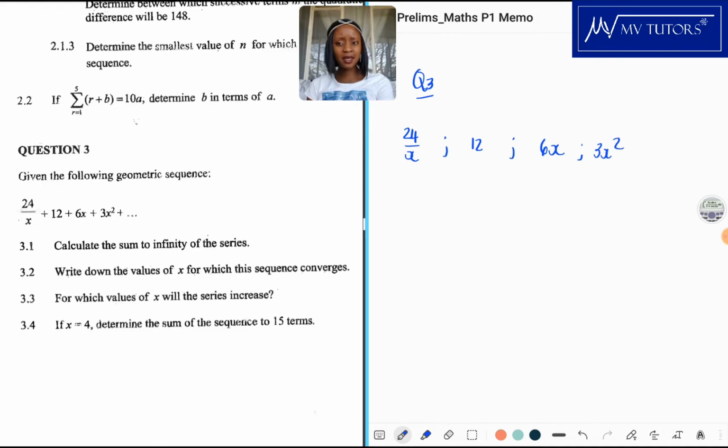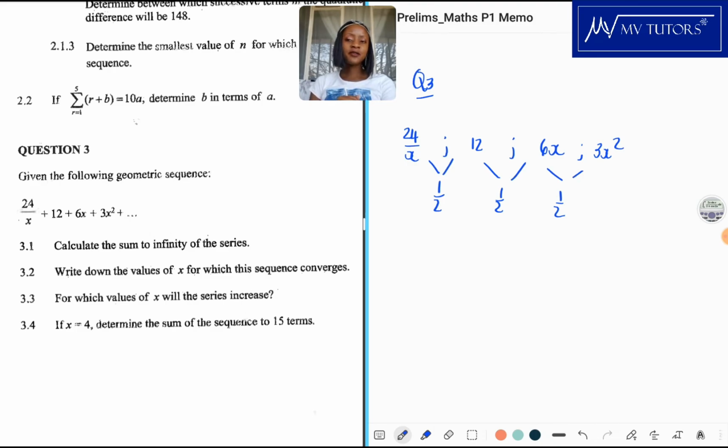Okay, so what I'm seeing here, if I'm just looking at the numbers, we are dividing by 2. So 24 divided by 2 is 12, divided by 2 is 6, divided by 2 is 3. So we are multiplying by a half, definitely. Okay, in terms of the numbers. In terms of x, I think we are multiplying by x because x disappears in the second term.